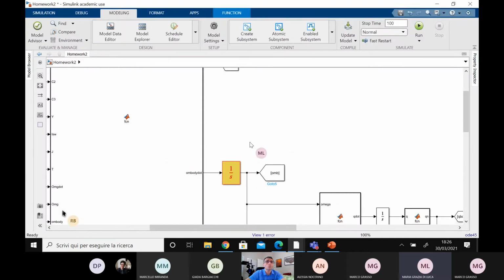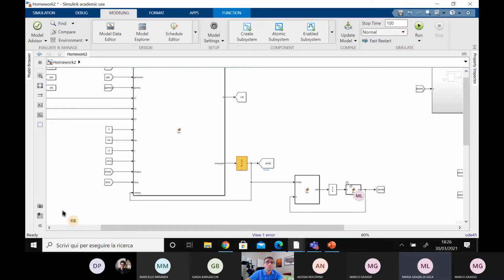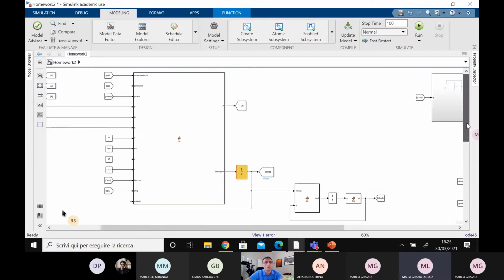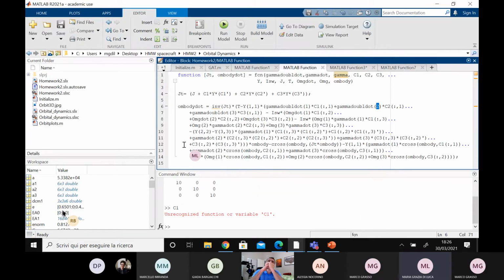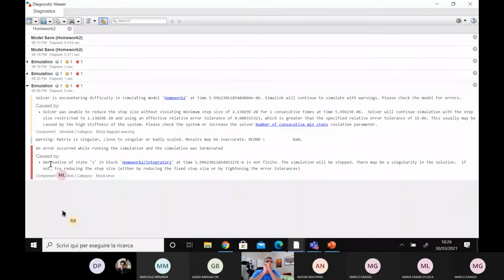Okay, so it's in this block here, maybe, apparently. So at least it's this numerical integrator that is not working. And this is the block that is integrating the motion, so where I invert J total. Are you sure that's the block? Because I think it's more than just that one. Derivative of state 1 in block is not finite. Okay, so the derivative is not finite.